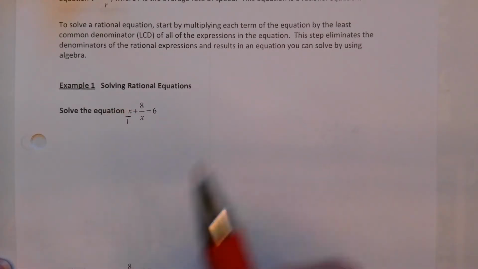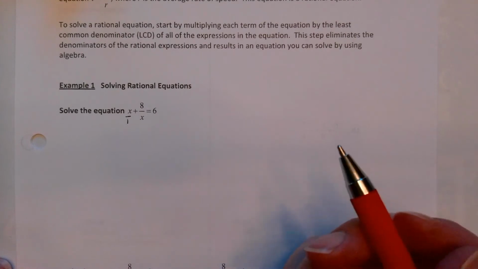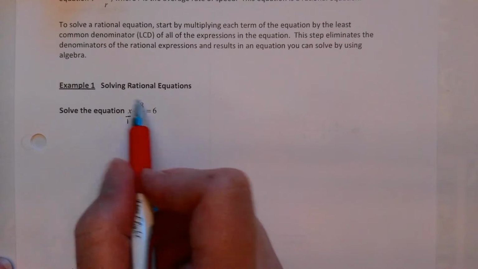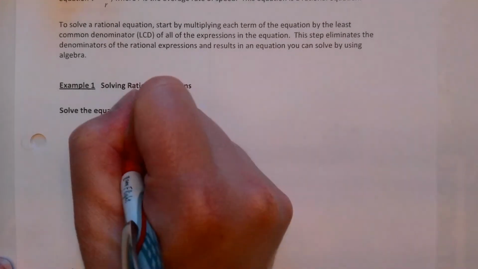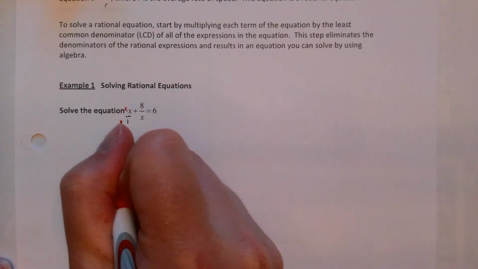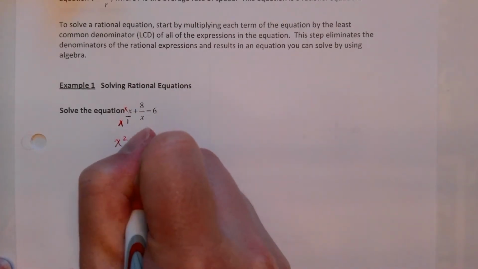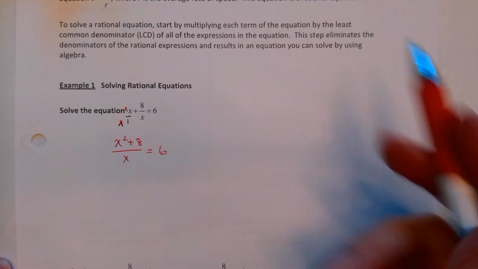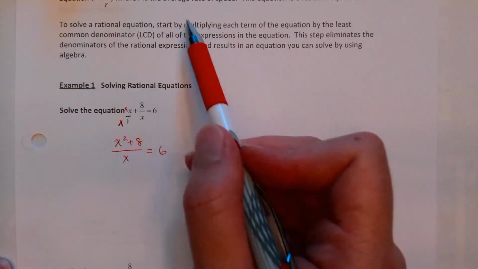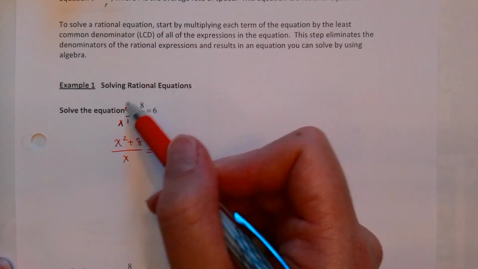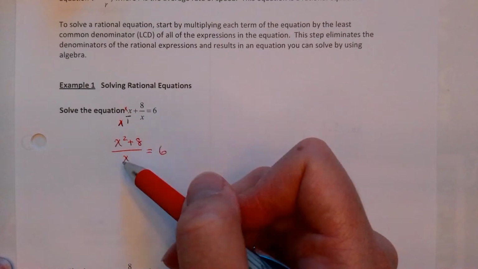If I'm looking at this, there's a couple ways I could do this. In order to do anything, I need to build a common denominator. I need to get this to be a fraction. So I'm going to multiply the bottom and the top by x. On the left-hand side, I have x squared plus 8 all over x, and that equals 6. I'm not using the shortcut right now. I'm just using my old skills of adding fractions by building a common denominator.